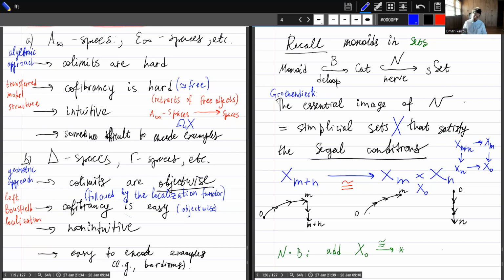And you can sort of see a picture that illustrates this here for the case of the nerve. In the nerve, an n simplex is just a chain of n composable morphisms. So here you see a 3 simplex, and here is a 2 simplex, a chain of two composable morphisms.